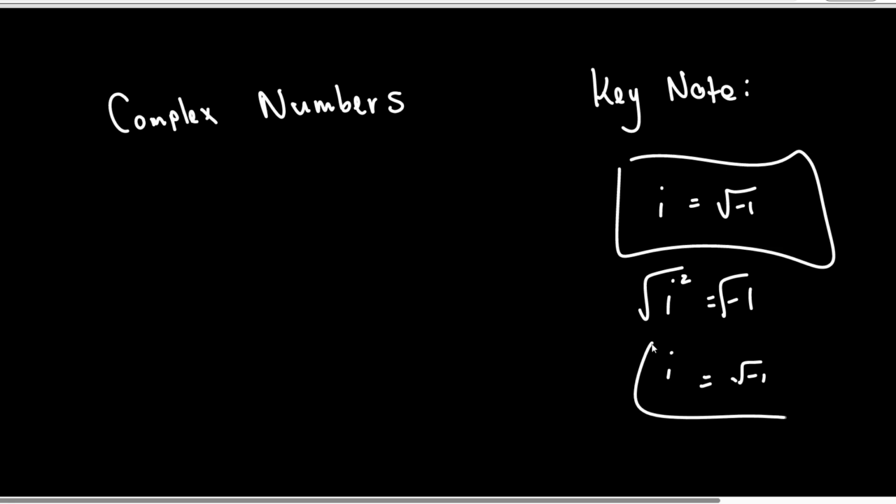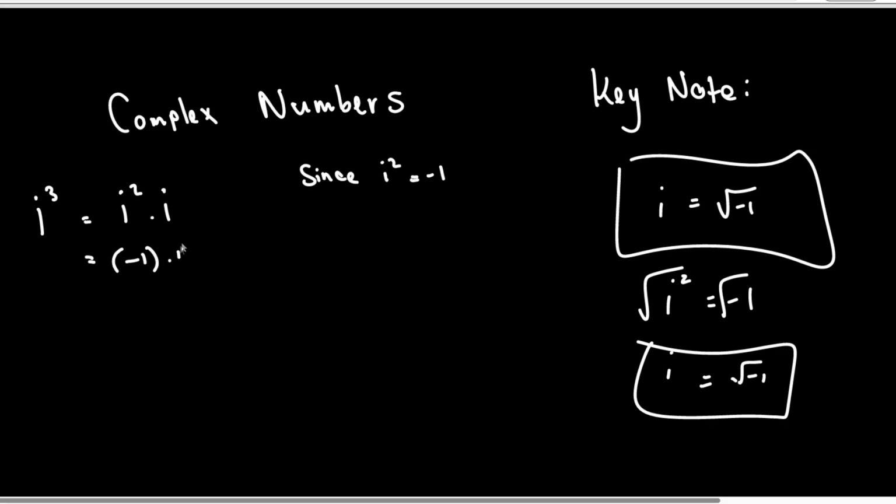Okay, so let's use this principle real quickly to figure out that if I have i raised to the 3, well, I can break this up into i squared times i. And now we can substitute, since i squared is equal to -1, we can substitute -1 for i squared, times i. And then we get that i raised to the 3rd is -i.